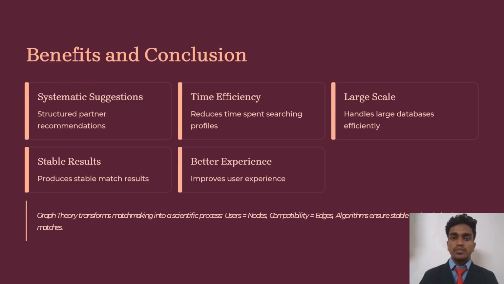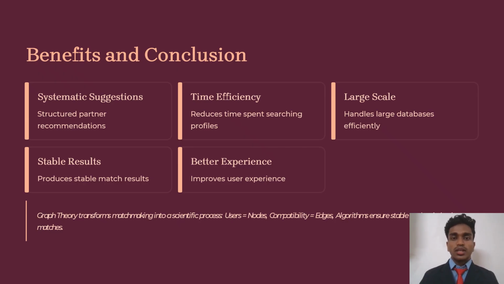Graph-based matchmaking systems provide several important advantages. They generate systematic and structured partner suggestions. They reduce the time users spend manually searching through the profiles. They can also handle very large databases efficiently, which is important for large matrimony platforms. Most importantly, the use of algorithms ensures stable and reliable matches, improving the overall user experience.